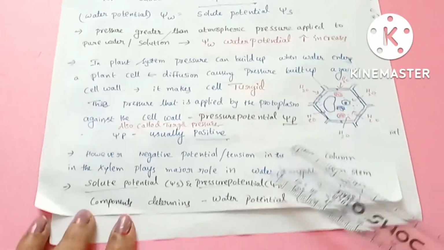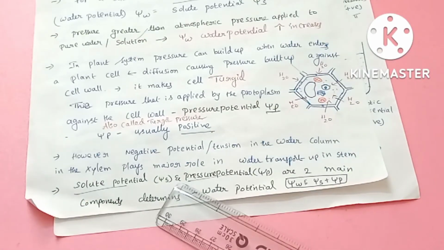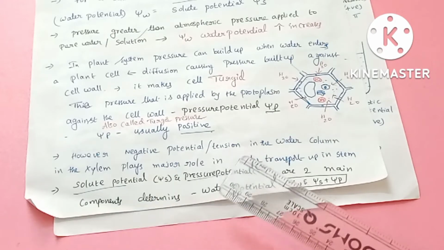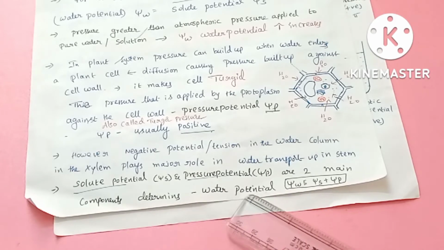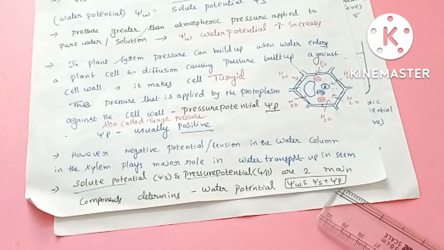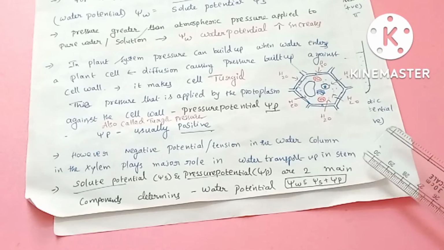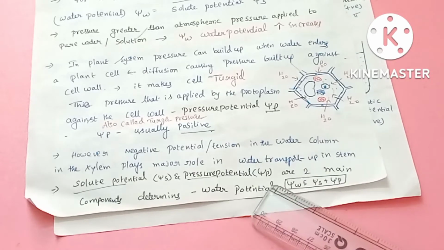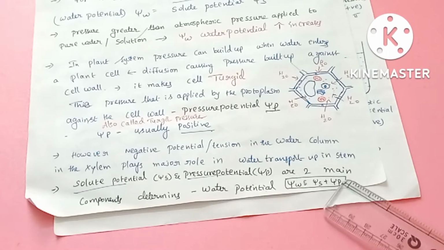Water potential is determined by two components: solute potential and pressure potential. Then what is the equation? Water potential is equal to solute potential plus pressure potential, that is psi w equals psi s plus psi p. This is a very important equation.